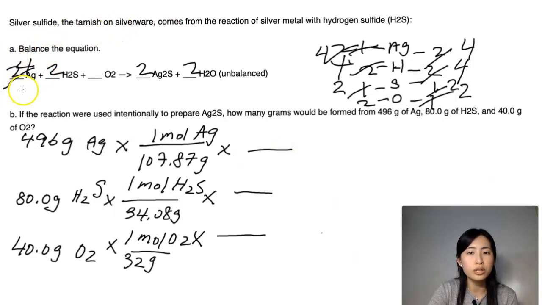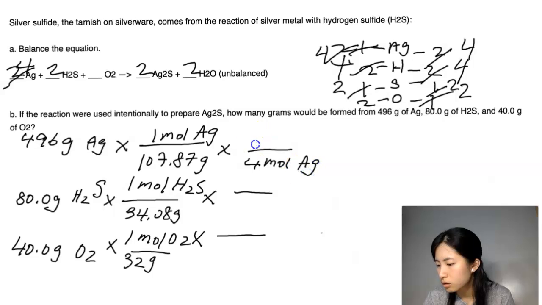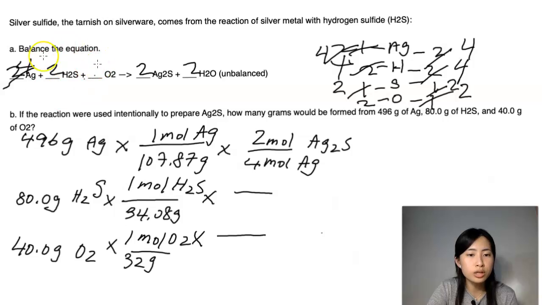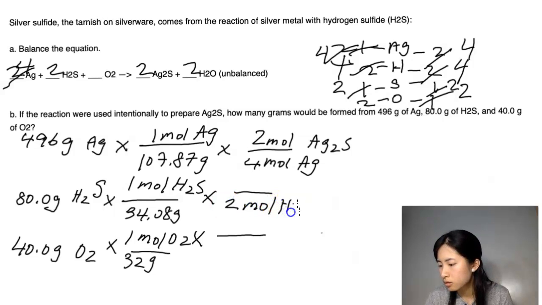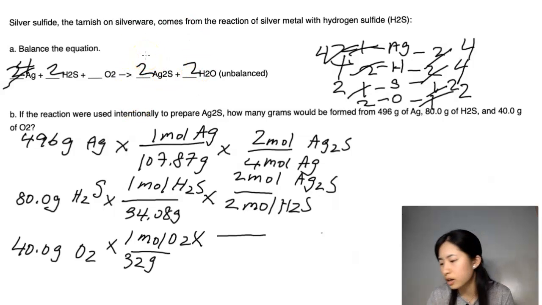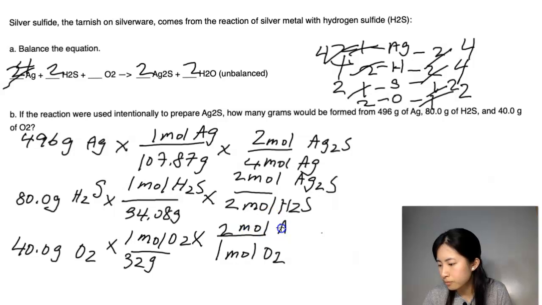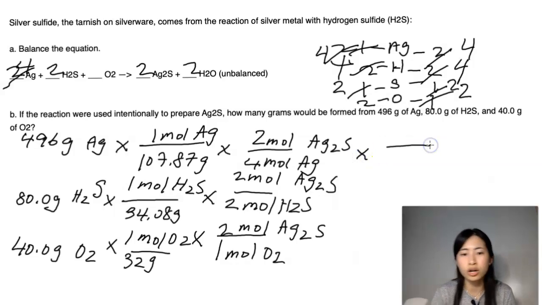We see that for every 4 moles of silver, we get 2 moles of silver sulfide. For hydrogen sulfide, we need 2 moles of hydrogen sulfide for every 2 moles of silver sulfide. Lastly, for oxygen, we need 1 mole of oxygen for every 2 moles of silver sulfide. Since we're looking for grams of silver sulfide, we need to use the molar mass of silver sulfide, which is 247.8 grams.